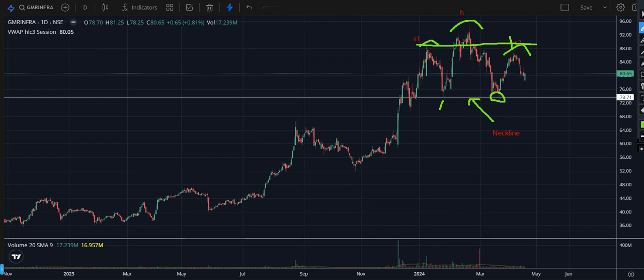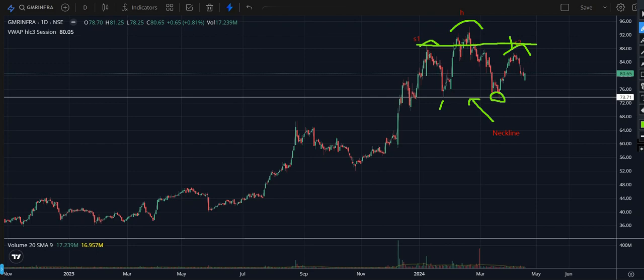That characteristic itself will form a valid head and shoulders pattern. So first, you have to identify two shoulders, S1 and S2, and the head. Once we identify that, we have to see whether we are reaching the high of shoulder 1 or not. If the high of shoulder 1 is breached but the closing is not done, then that's fine. That can still be considered a valid head and shoulders pattern.